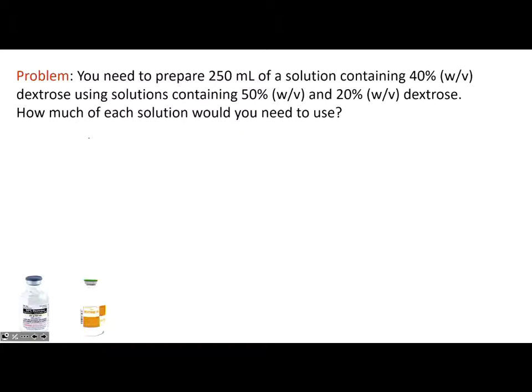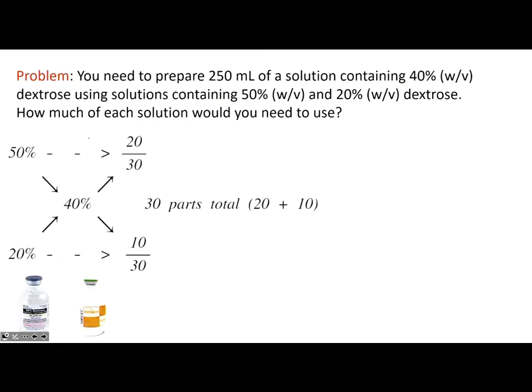Next question. It says, you need to prepare 250 mils of a solution containing 40% weight per volume of dextrose. What are you going to use to prepare it? I'm going to use a high strength 50% and a low strength 20%. So again, 50% and 20% mixed together such that in the end I get exactly 40% concentration and 250 mils total. All right, so now we're going to add that volume in there.